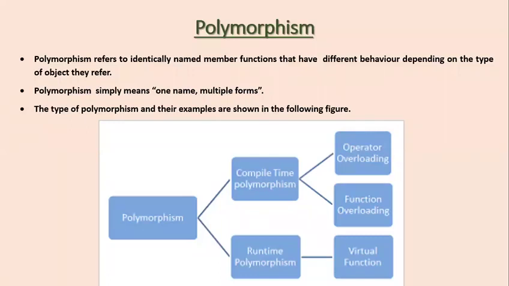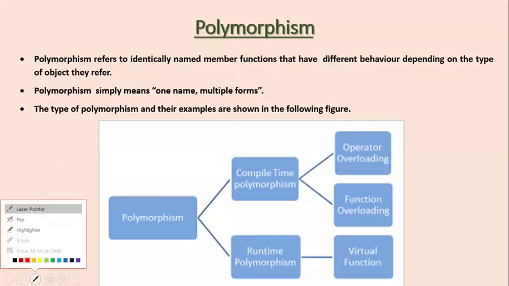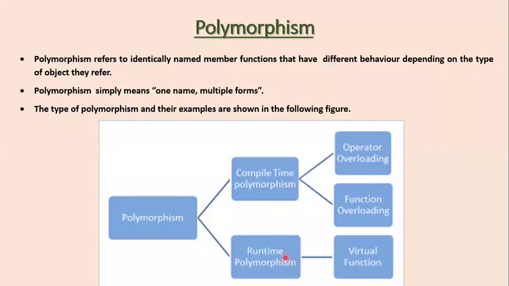So if you have written so many functions, and if you keep the name the same for all functions, then this is the concept of polymorphism. Now in polymorphism, there are two types: first is compile time polymorphism and second is runtime polymorphism.